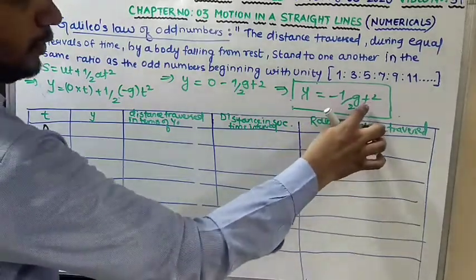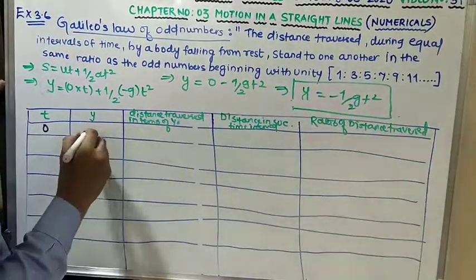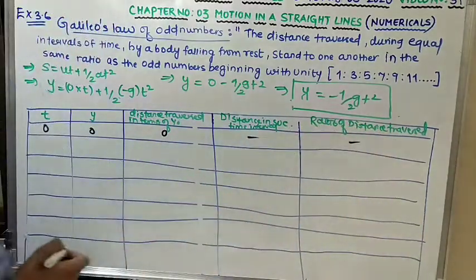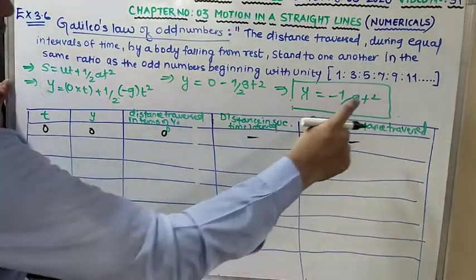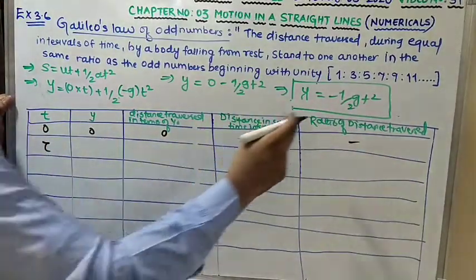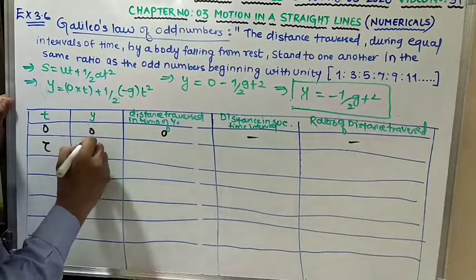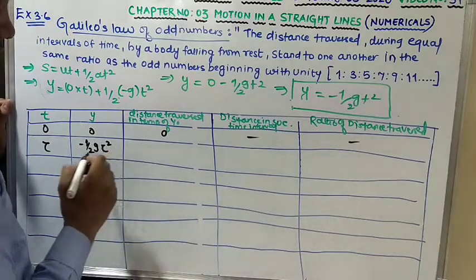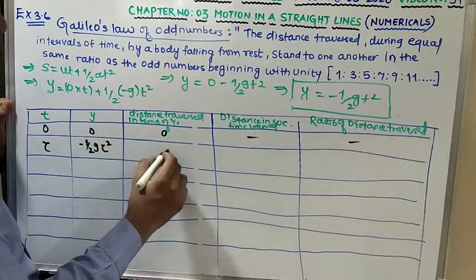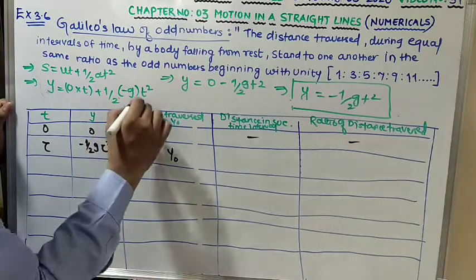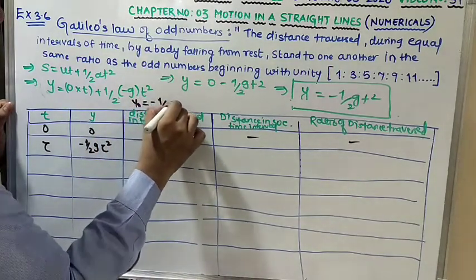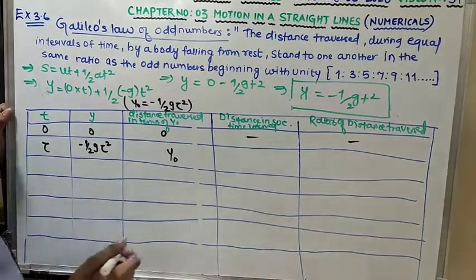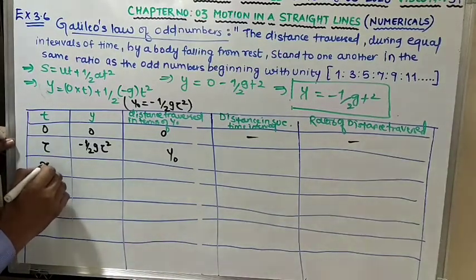Now the very first we are going to take over here is 0. If we put t as 0, then this will be 0. So y is 0, the ratio will be 0, and distance traveled and ratio will not come. Now I am taking t. First I am taking t as tau. So if instead of t I put tau, my equation will be minus half g tau square. Yes or no? Remember over here, y naught is equal to minus half g tau square. So instead of this entire bracket I will put y naught. Clear?